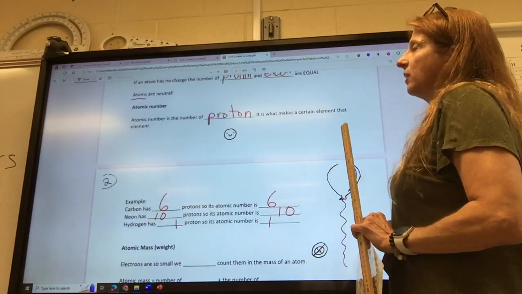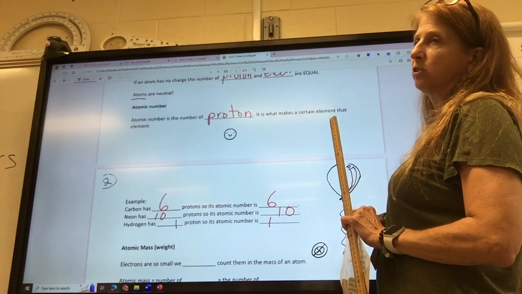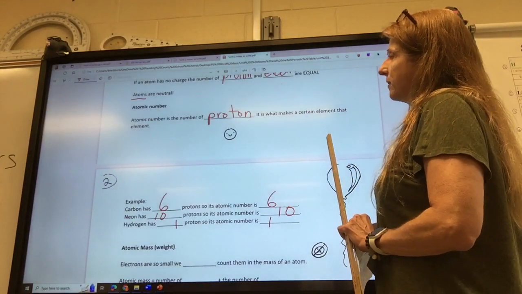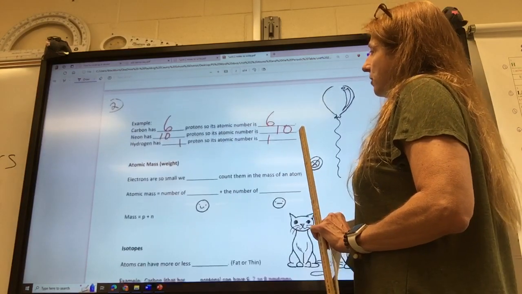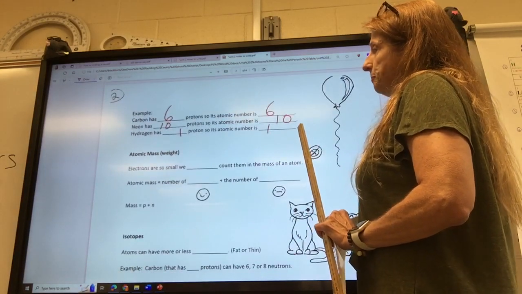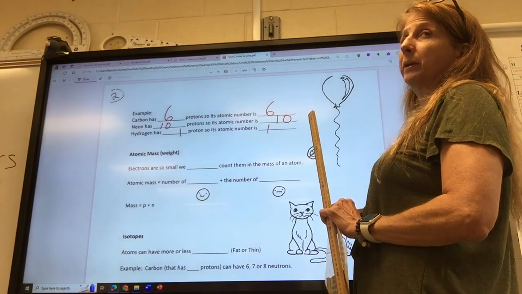The atomic number is the number of protons. It's what makes that element. What makes hydrogen is it's got 1 proton. Okay? Everybody get with atomic number.